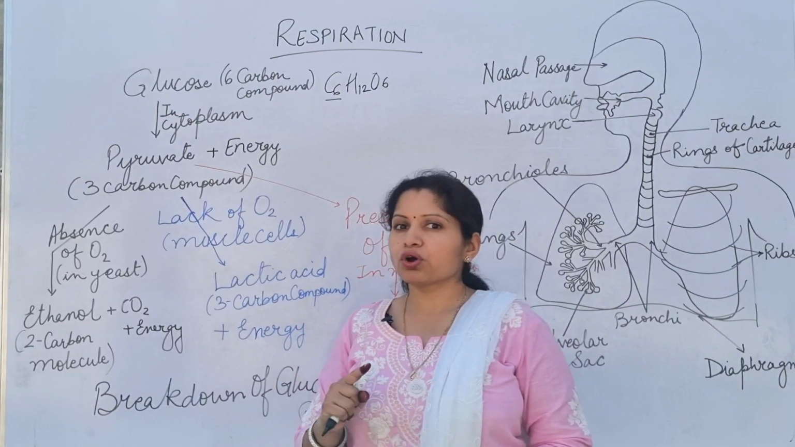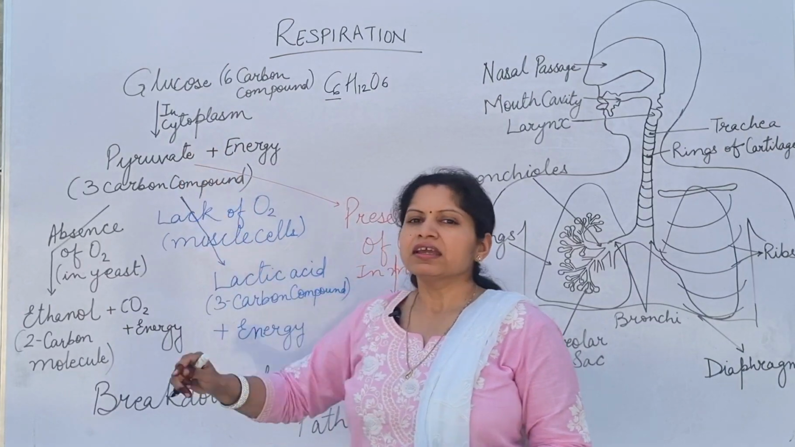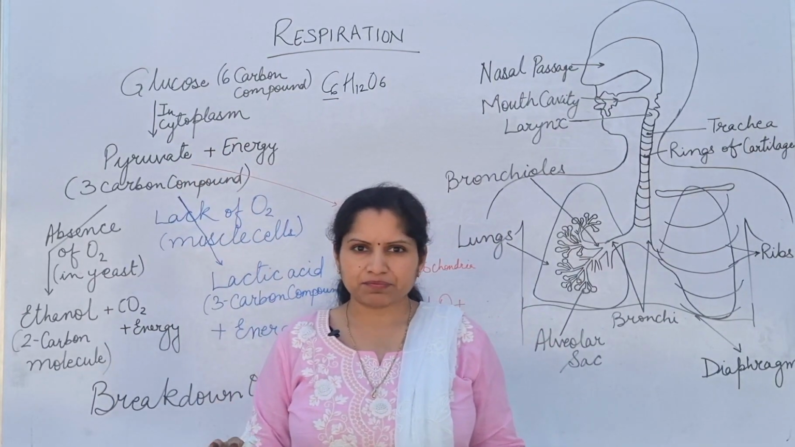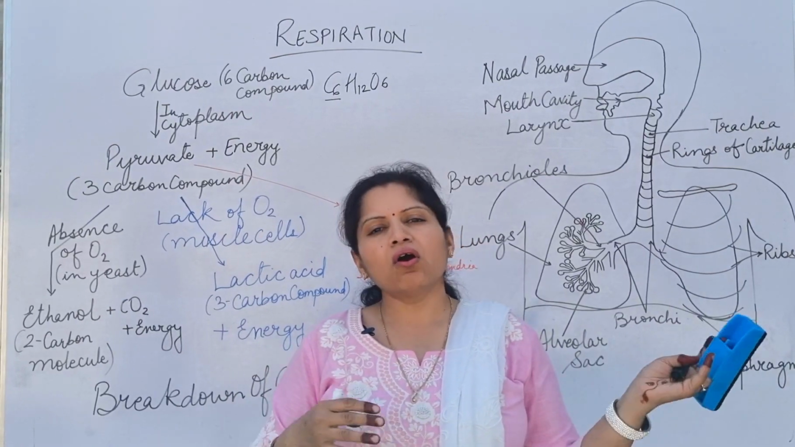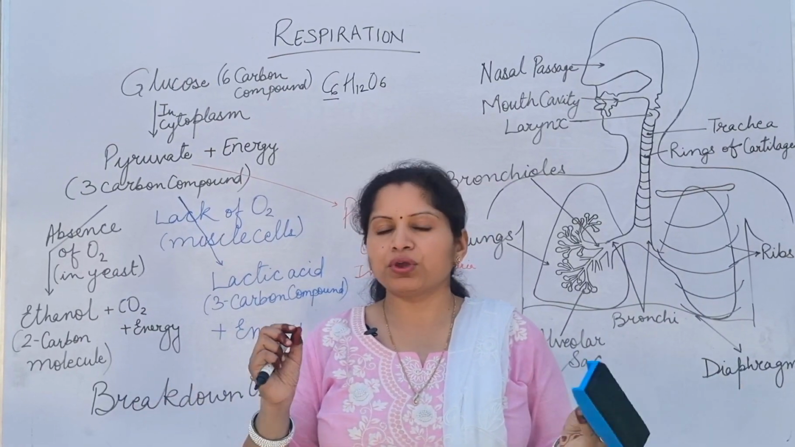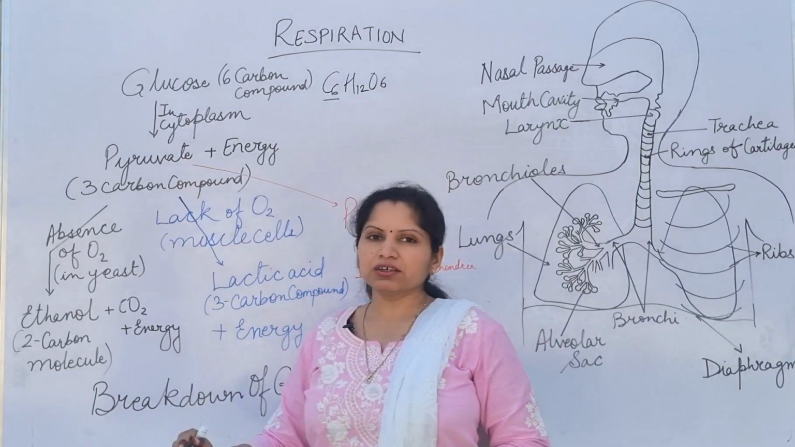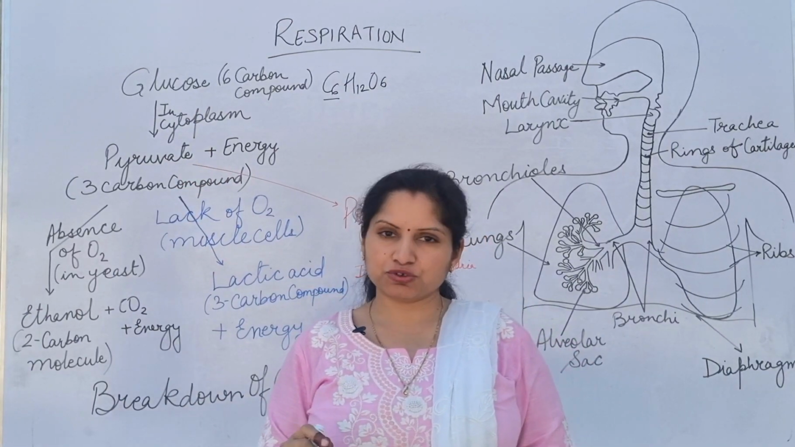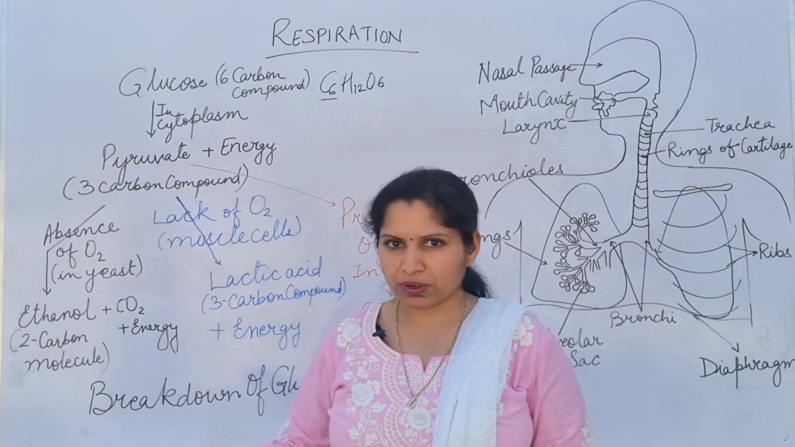This conversion of glucose to pyruvate takes place in the cell cytoplasm, irrespective of the organism, whether it's an anaerobic organism or a human being or any other organism. Whenever respiration is performed, this glucose will be converted into pyruvate in the cytoplasm only. That can come as a 1 mark question, so remember that very well.